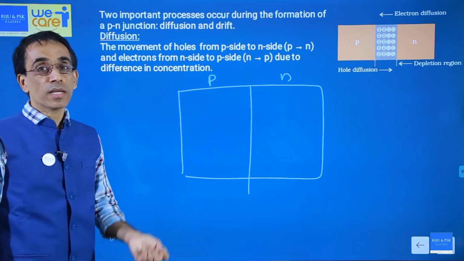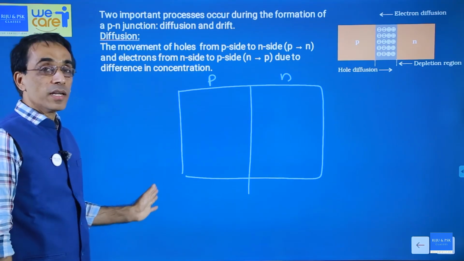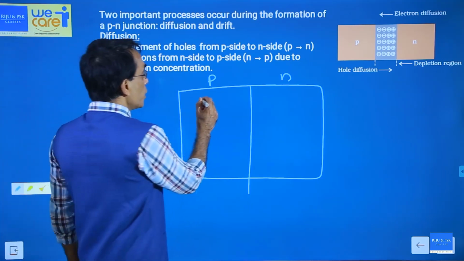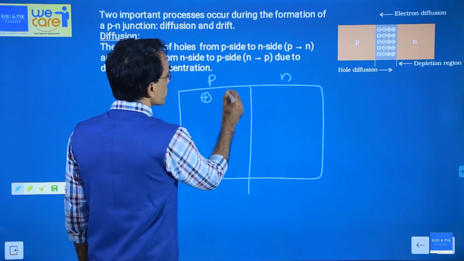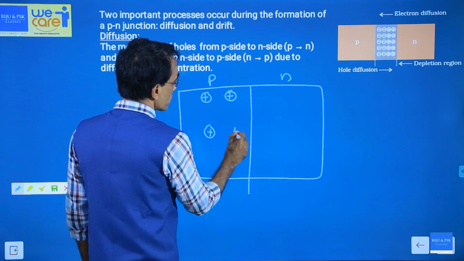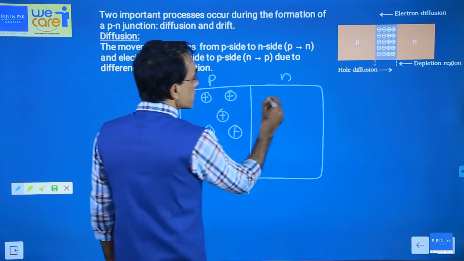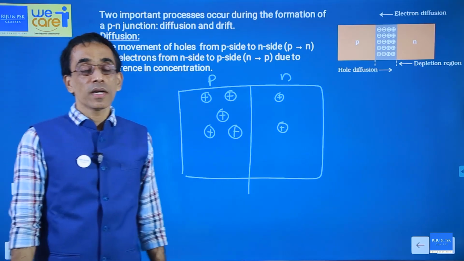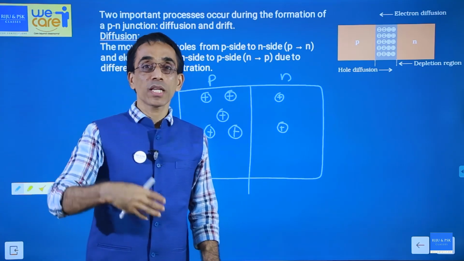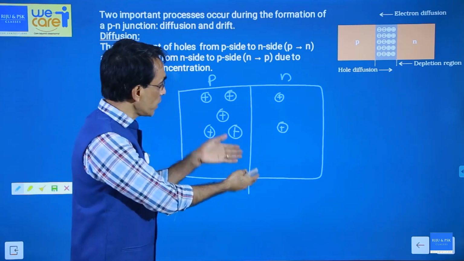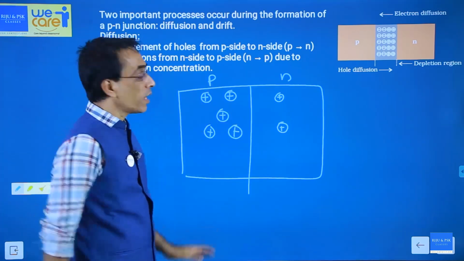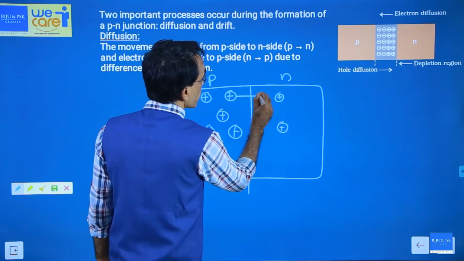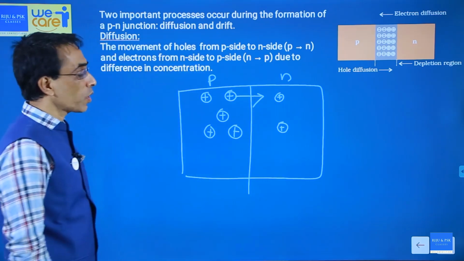Which are the majority carriers on the p side, which are the majority carriers on the n side? On the p side, you have a larger number of holes. On the n side, you have a few holes. What will happen? Diffusion will take place. Diffusion is a process of distribution due to concentration difference. High concentration to low concentration, so the holes will go like this. This is called hole diffusion.